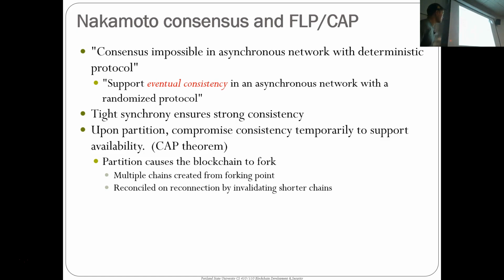When the partition eventually heals and these nodes are reconnected to each other, the algorithm forces the partition with the shorter chain to abandon its chain. So half of the transactions are then just invalidated, and the actual consistent copy of record is the longest chain. This is where you have temporary inconsistency, but eventual consistency, where you adopt the longest chain. So that's the algorithm.